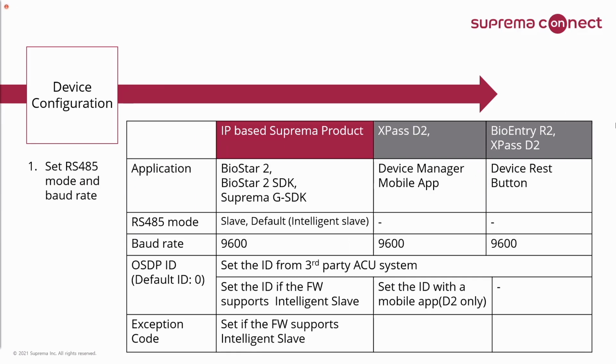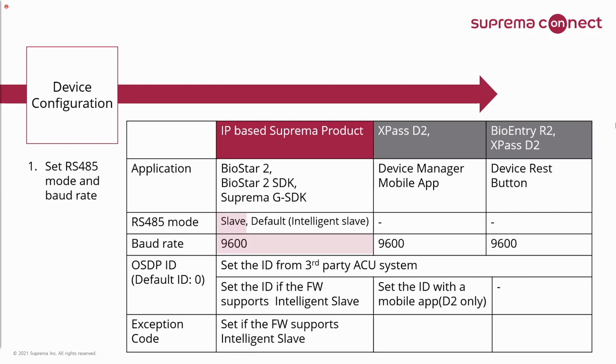To use the Suprema BioStar 2 device with the access control panel, you need to set the RS485 mode and baud rate. When using an intelligent slave, only baud rate needs to be set to 9600. When using a general slave device, you must set the RS485 mode to slave. Please note that the available setting method differs depending on the type of the Suprema product.